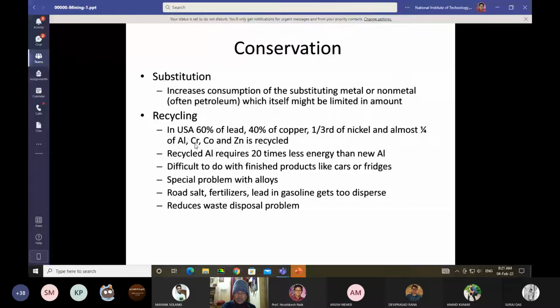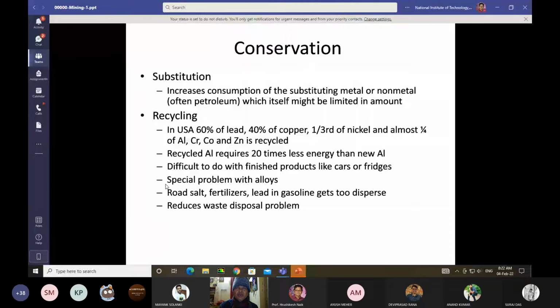Recycled aluminum requires 20 times less energy than new aluminum. It is difficult to do with finished products like cars or fridges. So there is a special problem with alloys. Road salt, fertilizers, and lead in gasoline get too dispersed. Recycling reduces the waste disposal problem. That is why you have to go for recycling of the metals.